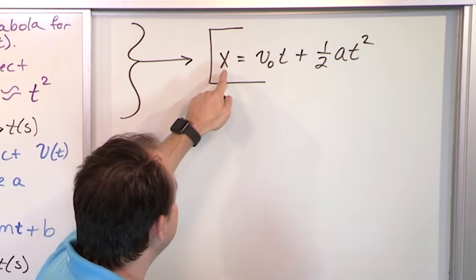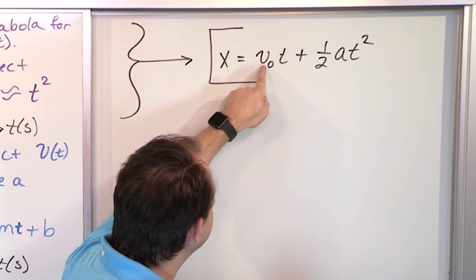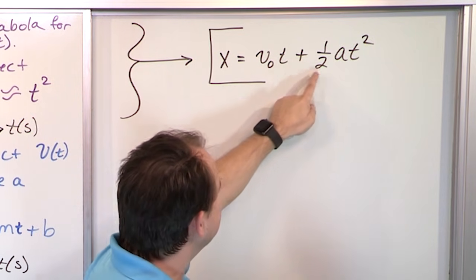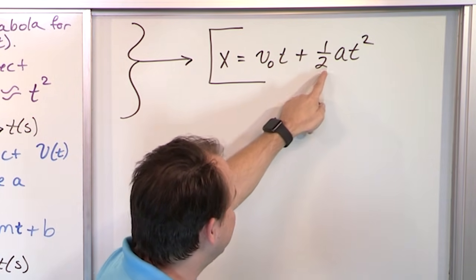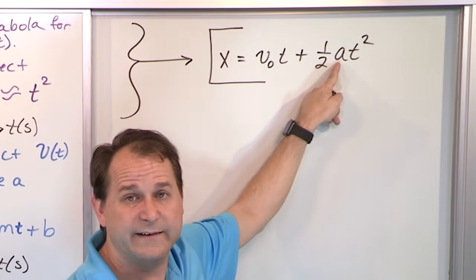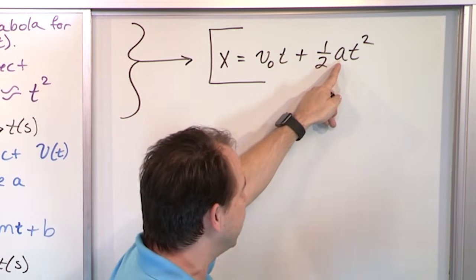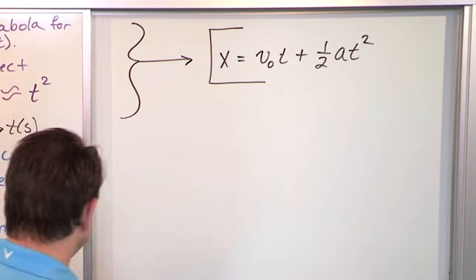Notice that what you have here is the distance you've traveled: initial velocity times the time, plus a half. We'll get to why there's a half there later. Acceleration, this is just a constant. This is how fast, in meters per second squared, you're accelerating, times t squared.